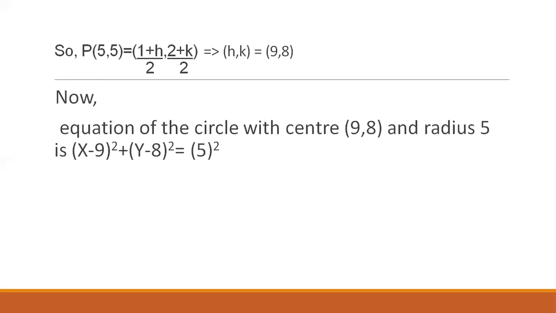Therefore, the equation of the circle is (x minus h) whole square plus (y minus k) whole square is equal to r square, which will be (x minus 9) whole square plus (y minus 8) whole square is equal to 5 square. On expansion, this gives x square plus y square minus 18x minus 16y plus 81 plus 64 minus 25 equal to 0, which implies x square plus y square minus 18x minus 16y plus 120 equal to 0.